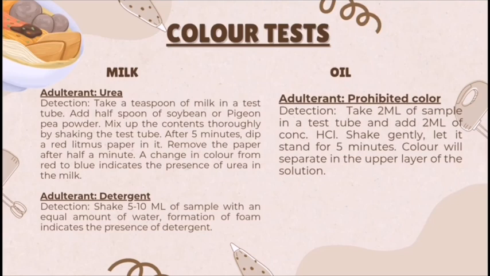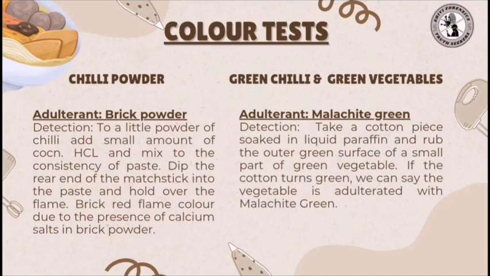Second, detergent. We take 5 to 10 ml of sample, which is milk, and add an equal amount of water to it. If foam is formed, it might indicate the presence of detergent in the milk. Second, we have oil. The most common adulterant is any prohibited color. So, we take 2 ml of the sample in a test tube, to which we add 2 ml of concentrated HCl. It is shaken gently and left standing for 5 minutes. If the color separates in the upper layer of the solution, it indicates that a prohibited color has been used in the oil.